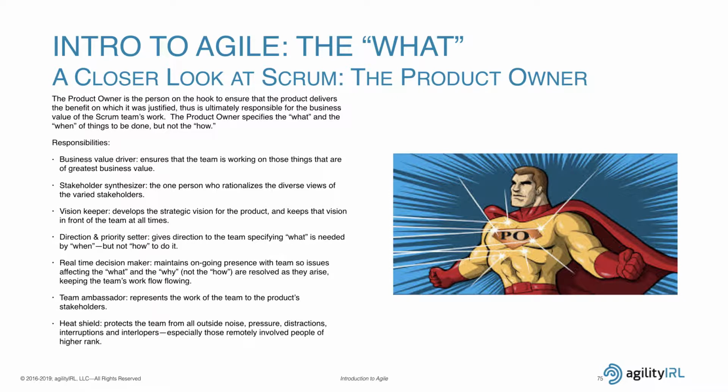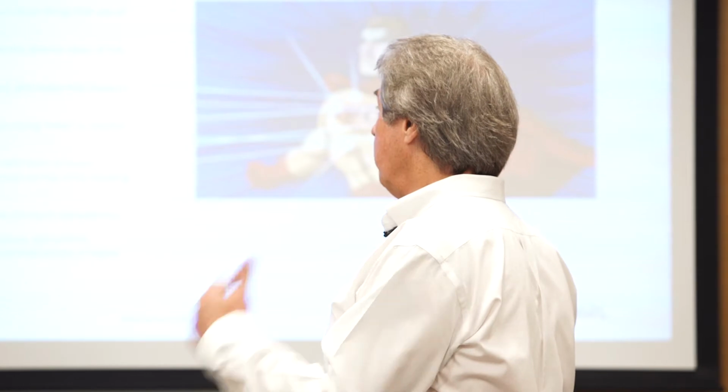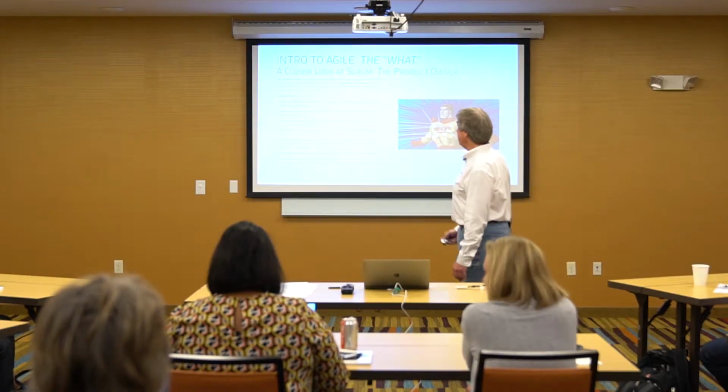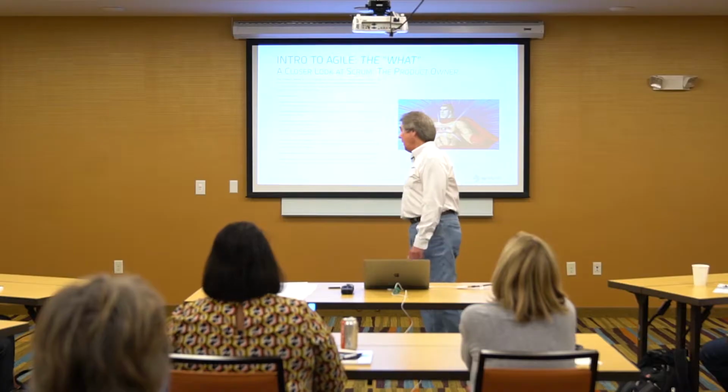I mentioned before that besides maintaining the product backlog, there's a whole bunch of other work they have to do. We'll talk about that a little later, not all of it. But they have to have a strategic vision for the product. They are the direction and priority setter. They are a real-time decision maker. They have to be available to the development team. The development team should never stop working. If they've got a question that has to be answered, the product owner needs to be there, because otherwise that work stops. We don't want work to stop. We want them to be available. They're a team ambassador. They represent the work of the team to other products, and they are a heat shield.